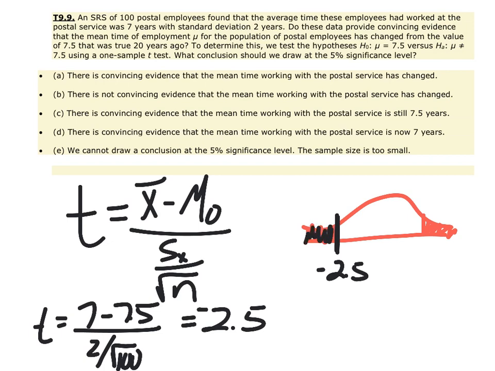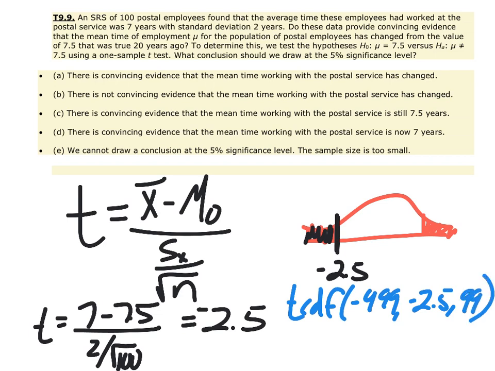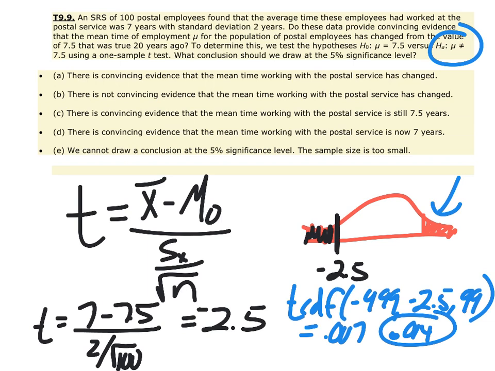So what we can go now is we can do t CDF, because we want cumulative on that. And we're going to go lower bound is negative 999. Our upper bound is negative 2.5. And this one calls for the degrees of freedom, which is sample size minus 1. So let's put 99 in there. And when you do that, we're going to get 0.007. Because this is a two-sided test, we do need to take that value and actually times it by 2. So we're going to get 0.014 as our p-value.